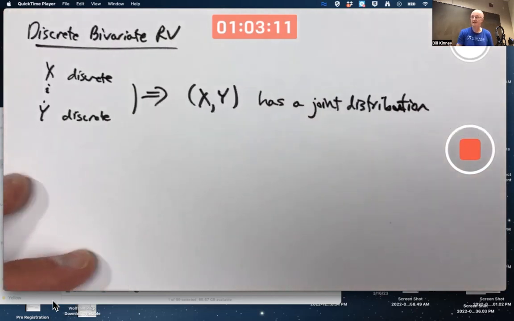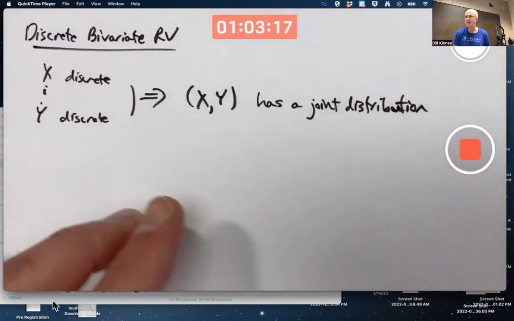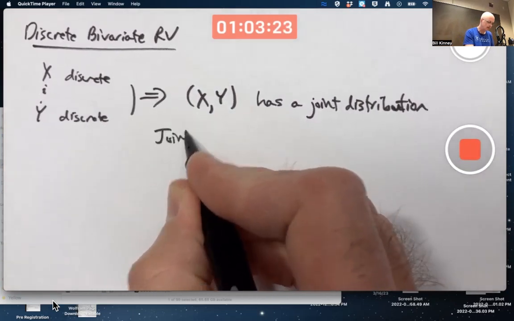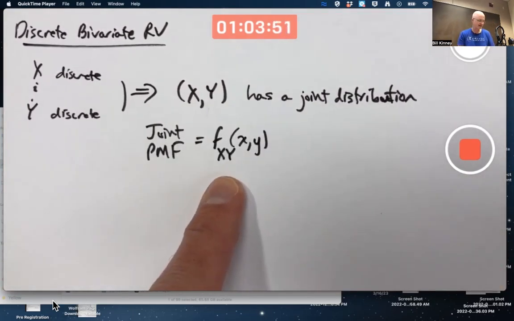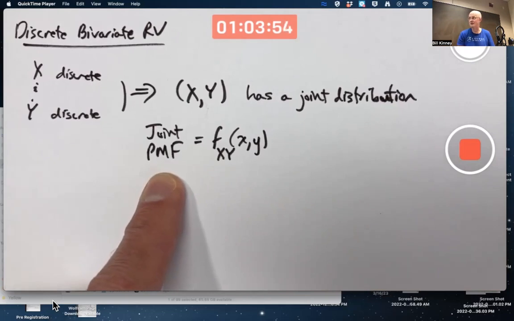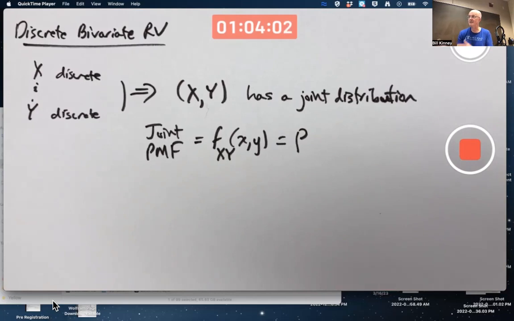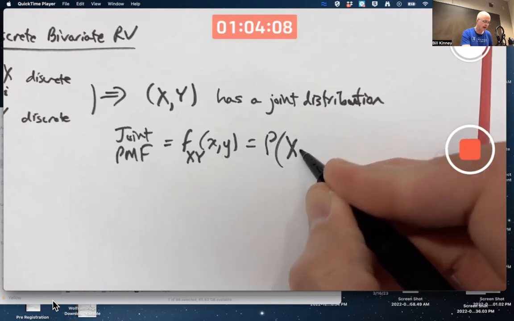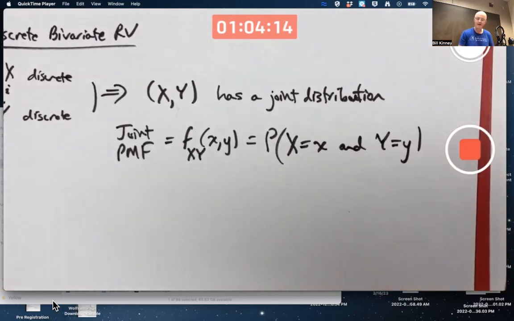How do I specify what the joint distribution is? I use a joint PDF, or in the discrete case, we could also call it a joint PMF. I will call it a joint PMF, probability mass function. Here I am trying to be consistent with the book using subscripts. Calling it a PMF is not consistent with the book, but it's what I personally prefer, because you use it to calculate probabilities directly, just like in the discrete case in chapter 3. And it's the probability of the event that capital X equals little x and capital Y equals little y. Notice the word "and" there is very important.